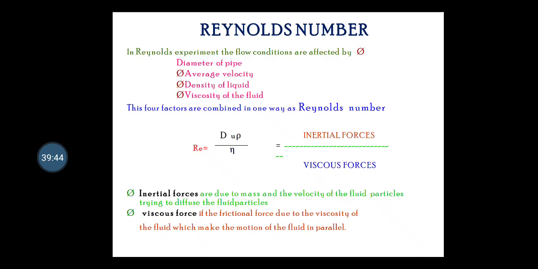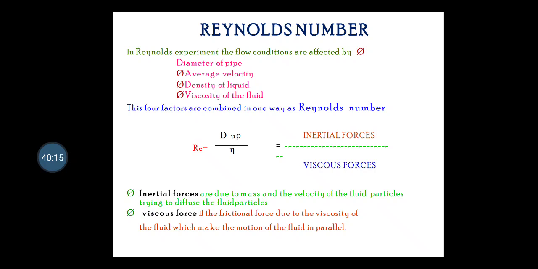So what actually are d, u, rho and eta? D is nothing but the diameter of your pipe, u is nothing but your average velocity, which is measured in meter per second. Then density of liquid, that is kilogram per meter cube, or you can say gram per ml. Viscosity of the liquid, we know that it is measured in Pascal.